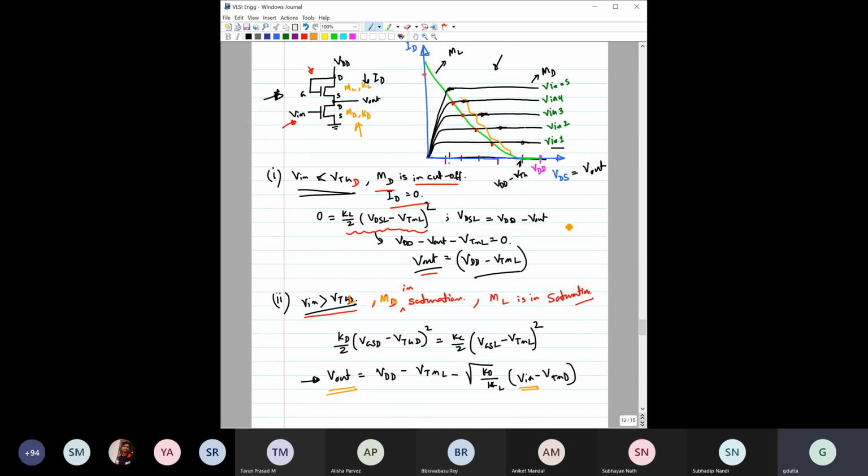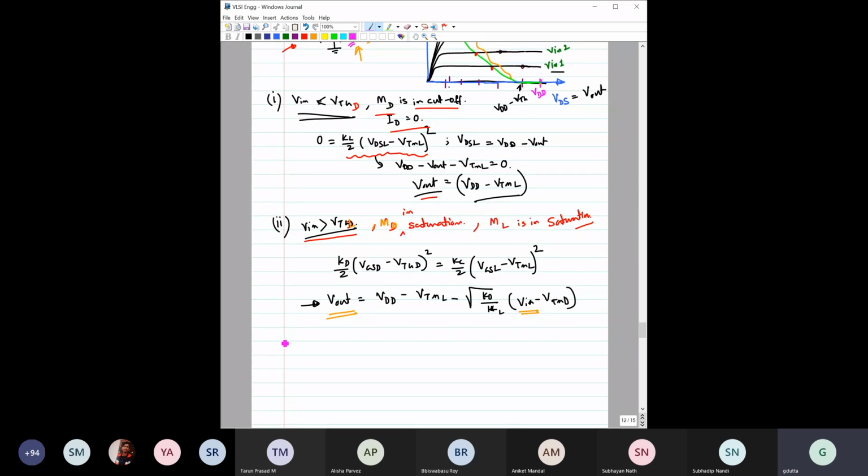Okay. Now you see, if you consider a situation here, from this point onwards, that is from C point onwards, this transistor, that is the MD, will be in the triode region. However, ML will always be in the saturation region, right? So if I can write, that is beyond point C, right?